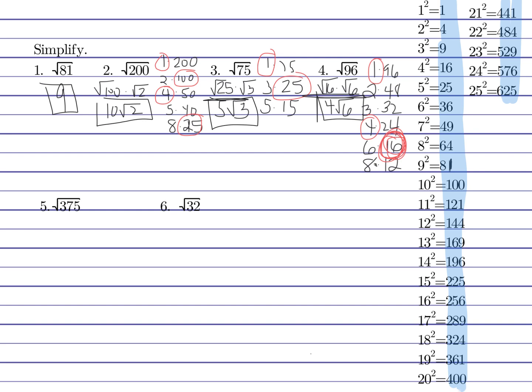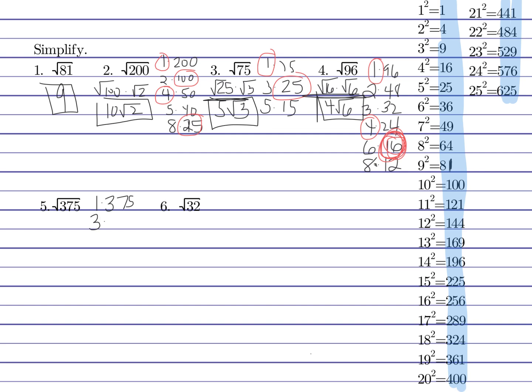I know 375 is not a perfect square. It would fall between these two numbers, 361 and 400. So it's not a perfect square. 1 times 375. 2 will not go into it. 3: I added the digits together and I got a sum of 15. So I know 375 is divisible by 3.